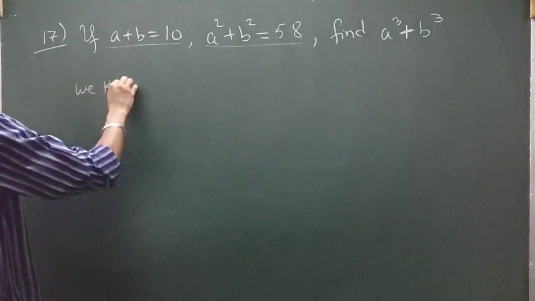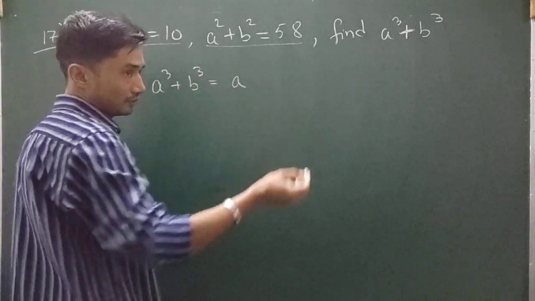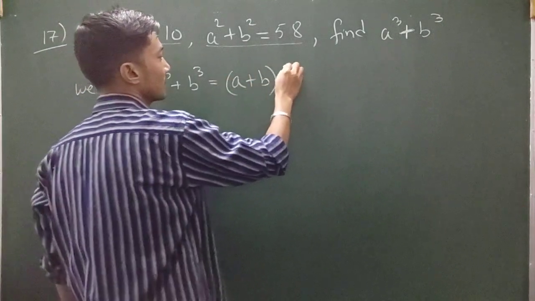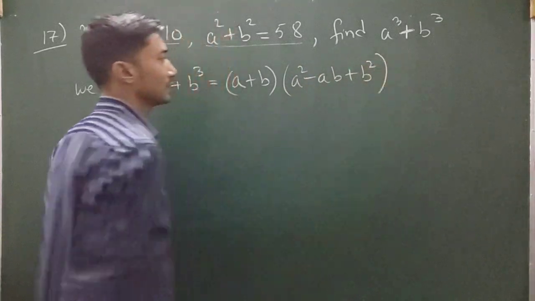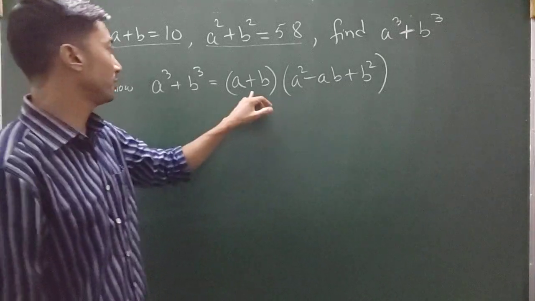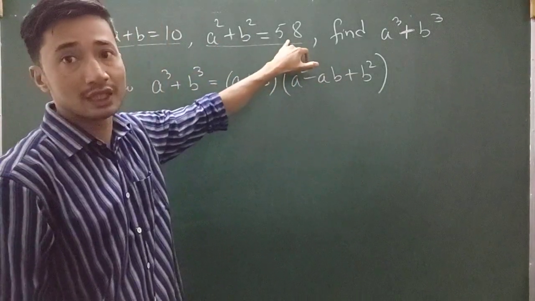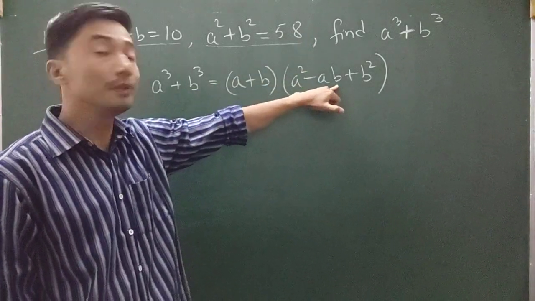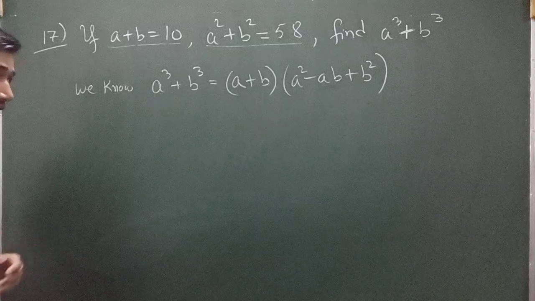We know, what is the formula for a cubed plus b cubed? There are two identities. I'll use this one: (a plus b)(a squared minus ab plus b squared). Remember that? So now to find out a cubed plus b cubed, a plus b is already there. a squared plus b squared, I'll also get from here. The one problem that I will have is the value of ab, because the individual values of a and b we do not know. It is not given.